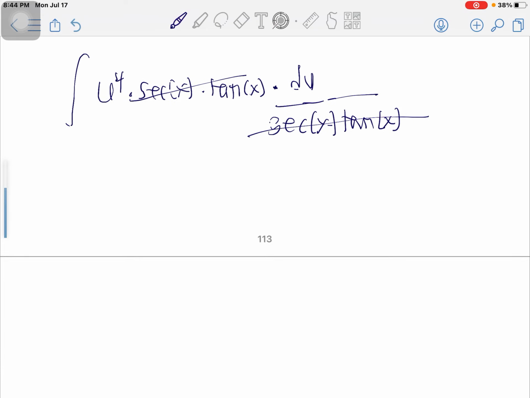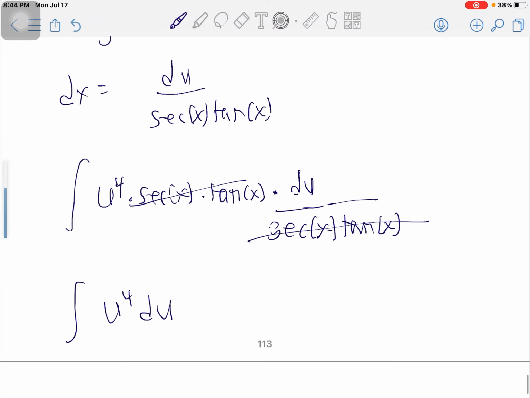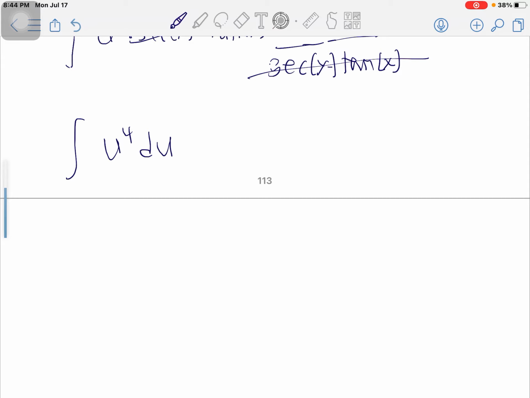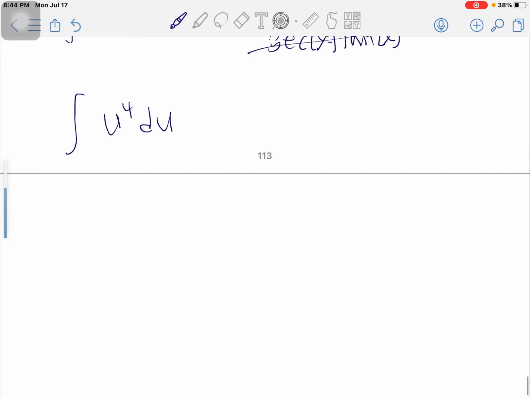Now you can see that there are some common terms, and therefore we can cancel them out. When we cancel them out, we get the integral of u to the power 4 du. And trust me, this becomes much simpler than the one which was given, which is sec to the power 5 of x tan x dx. In this case, you can apply your power rule to solve this.